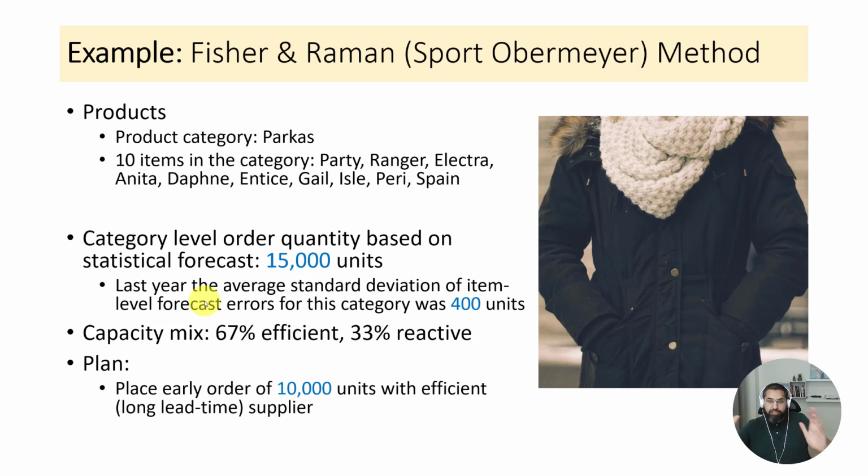So it's all category level data. Nothing in this is item level, SKU level. In this category, our forecasting error tends to be plus minus 400. We need to order 15,000 based on the statistical forecast for this category.